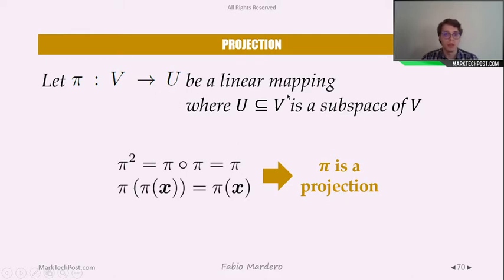Also, this particular linear mapping has the condition that if we apply the linear map two times to a vector, the result should be the same as applying this function once. Here, in fact, we see that pi of pi x should be equal to pi x. If these conditions are met, then pi is a projection.